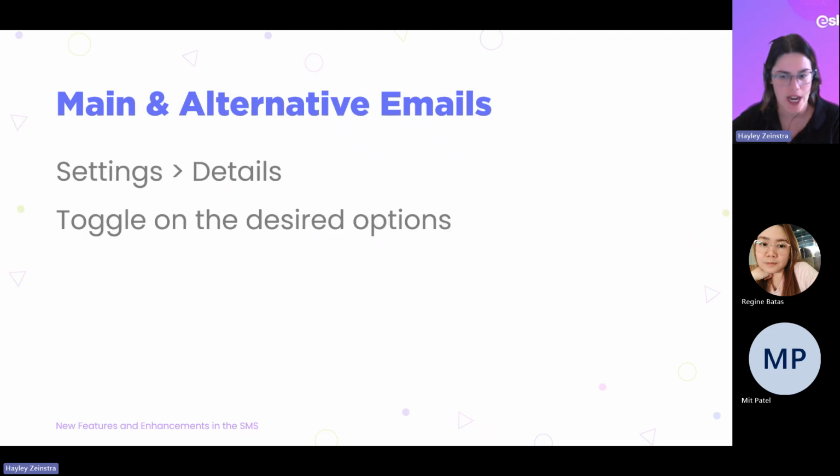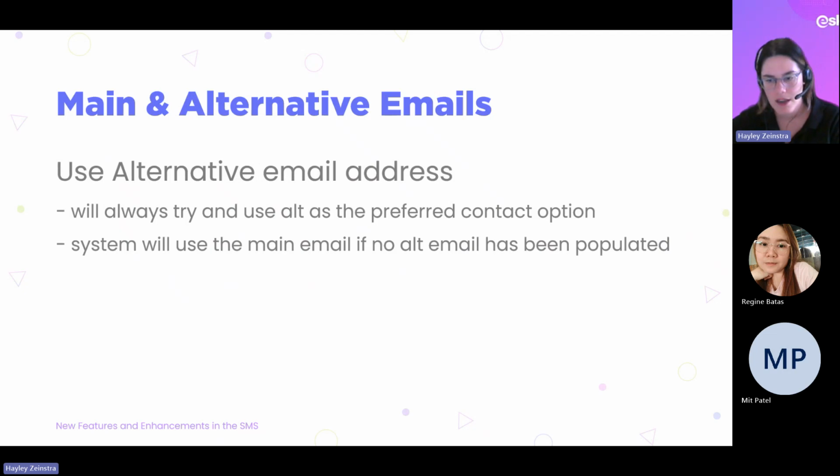If you would like to change, the default would obviously be we use the main email address that is provided for a student. So if you'd like to change those settings and utilize alternative emails or send to both the main and the alternative email, you'll need to go to your settings, go to the details page, and again, there's some toggles added for those desired options. And I think our next slide. Yeah, just brings up some considerations.